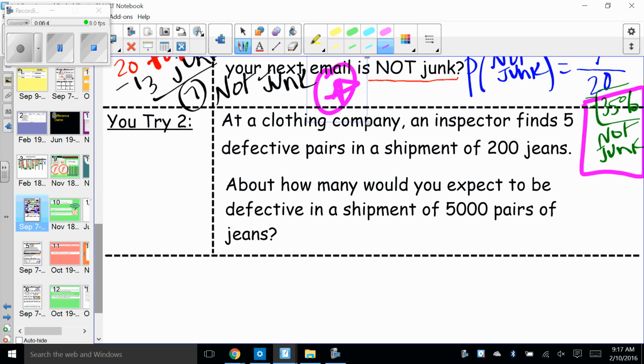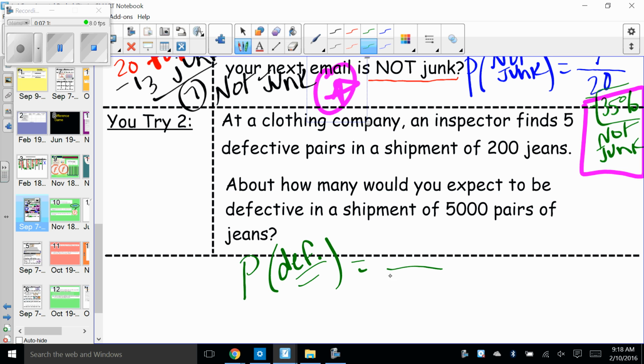Okay, you try number 2 is a great example in real life. So at a clothing company, an inspector finds 5 defective pairs in a shipment of 200 pairs of jeans. Now, the reason why some companies like TJ Maxx are in business is because there sometimes are defective pairs that come into the shipment. So let's talk about what we have here. We have the probability of the event's name, that we're going to get a defective pair of jeans in the shipment. So I'm going to write probability, event's name, defective.